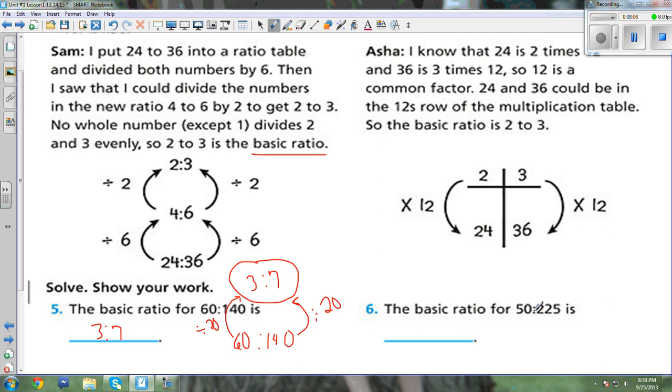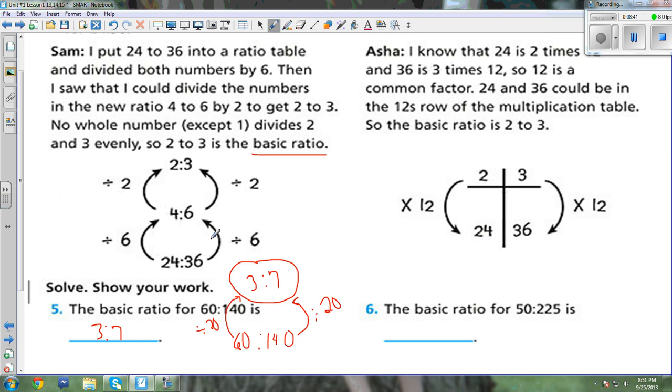Over here on the right, the basic ratio for 50 and 225. Again, however you feel that you'd like to solve it. 50, 225. You could start with 25 and then work your way down. It's totally up to you. You're looking for, again, the greatest common factor. But if you don't find the greatest common factor, you just keep finding factors that will go into both until the only factor is 1.